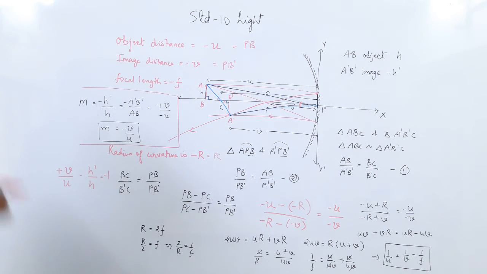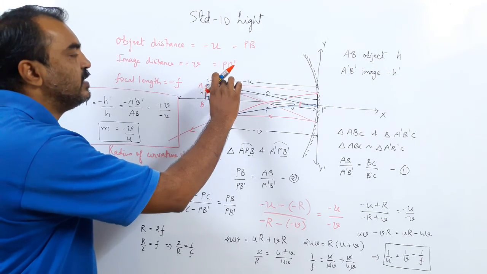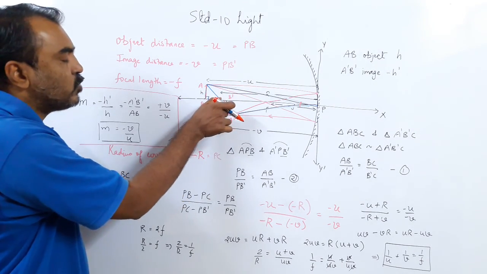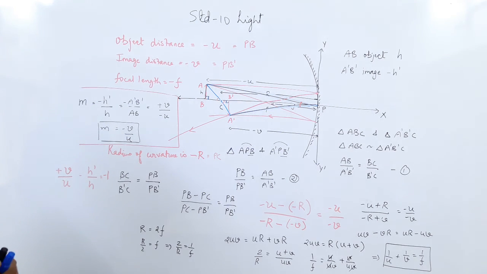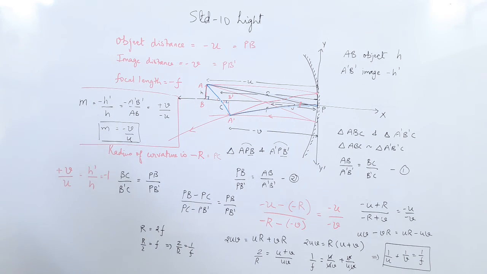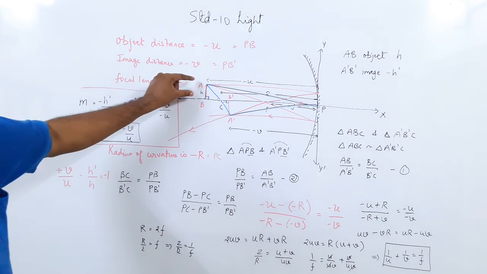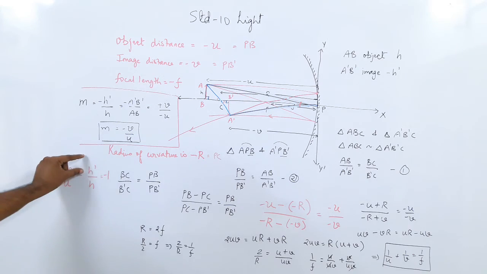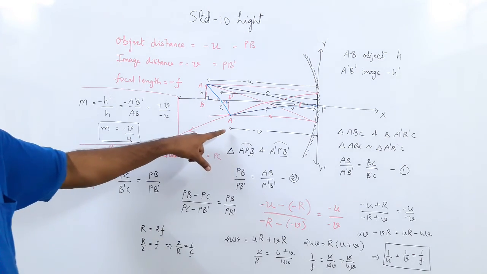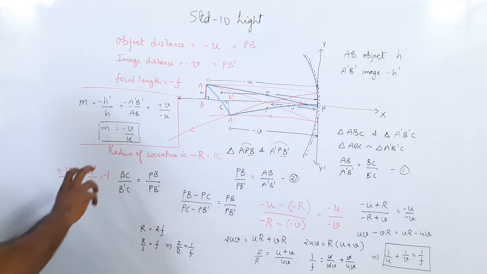In a concave mirror, for one particular case, when you put the object at C, the image is also at C, real and inverted and of the same size. At that time the magnification is minus 1. So understand this: when the image height is bigger than the object height, the magnification is positive, magnification greater than 1.